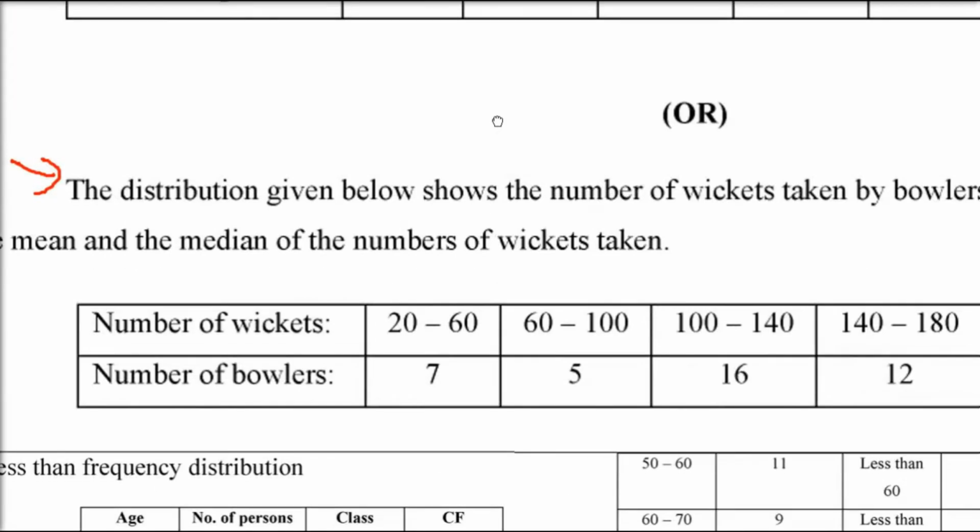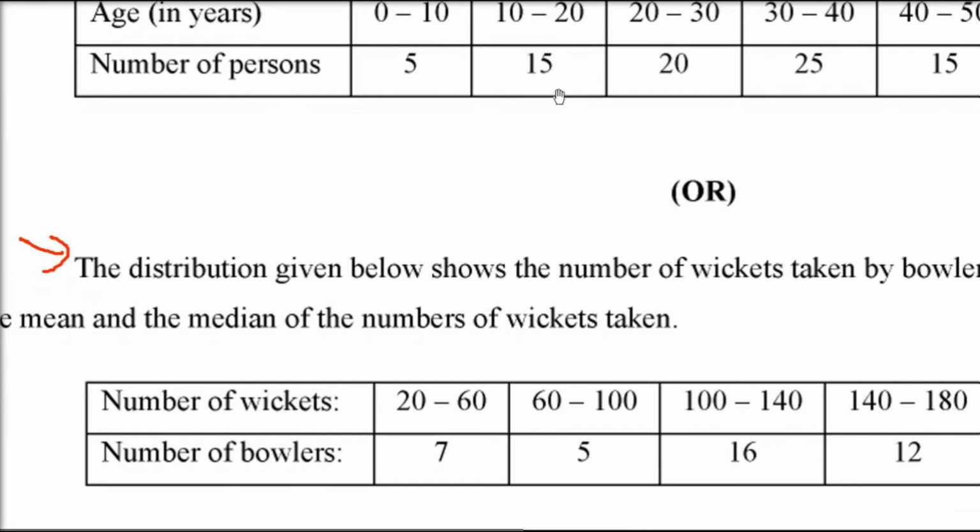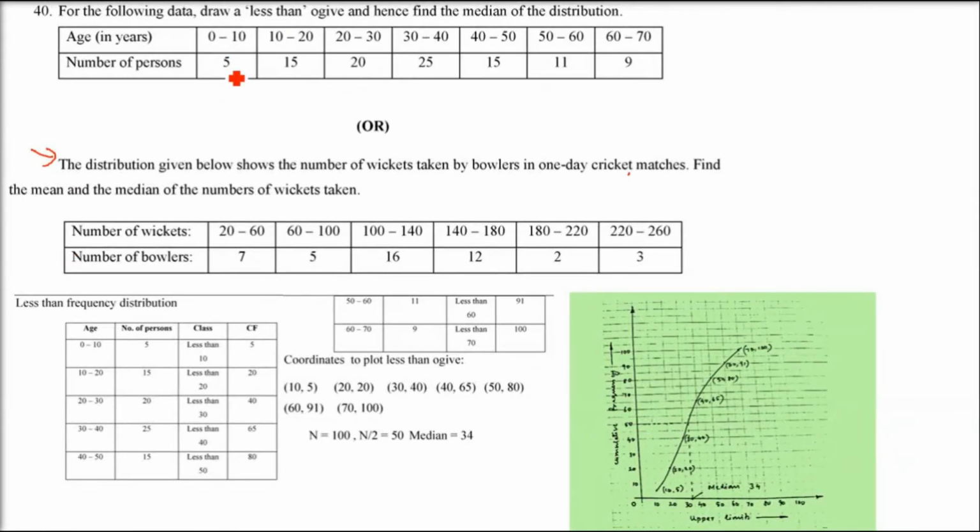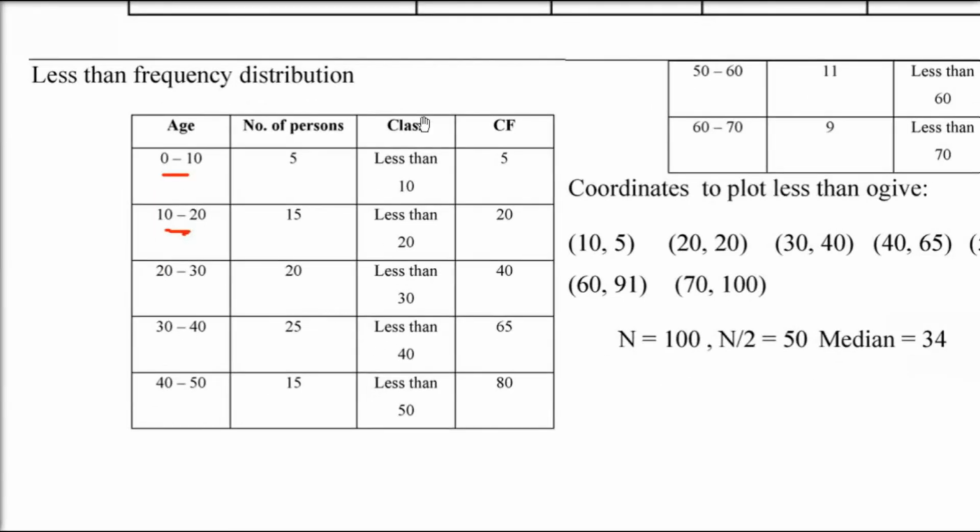So here 0 to 10 is 5, 10 to 20 is 15, 20 to 30 is 20, like this. So age and number of persons, similar values you have to take in the table. Now you have to find out the cumulative frequency. Cumulative frequency: less than 10 is 5, less than 20 is 5 plus 15, less than 30 is 5 plus 15 plus 20, that is 40.